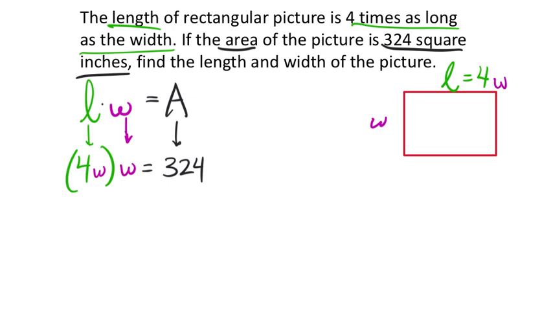Okay, that looks nice. Now what are we going to do? Well, let's actually multiply the length and the width, but the length in terms of the width. So if I were to multiply these two, then I would have 4 times the width, which I'm just going to show as width squared. And this still equals my area, which we have.